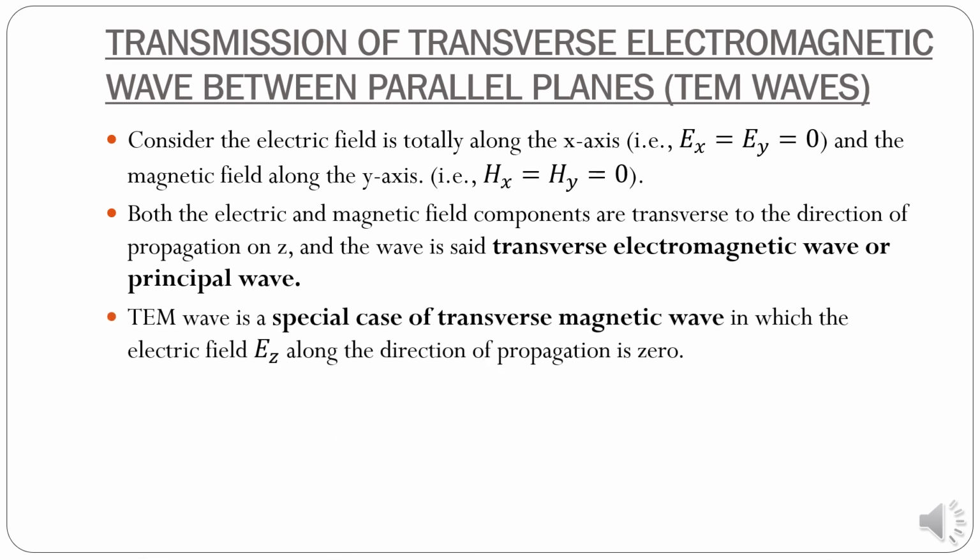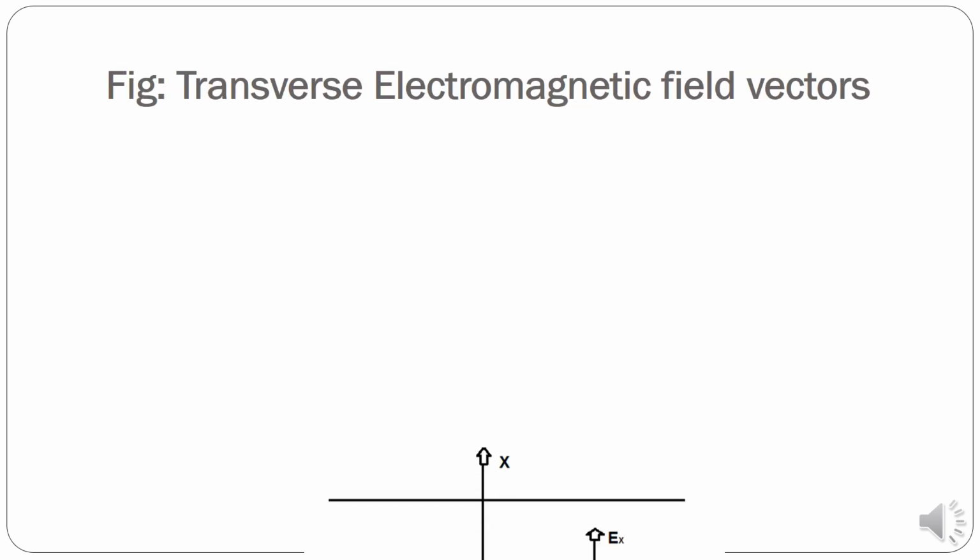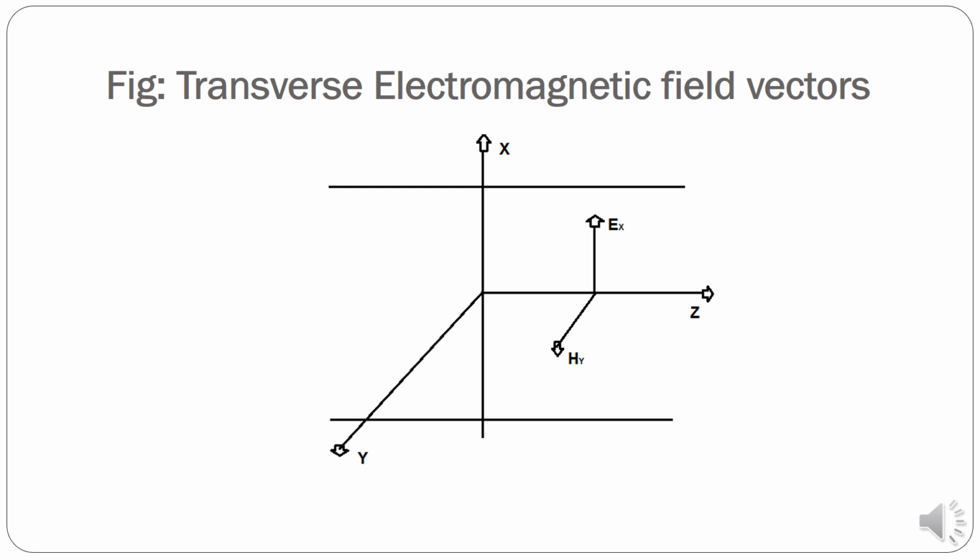TEM wave is a special case of transverse magnetic wave in which the electric field Ez is set along the direction of propagation. The condition on Ez is obtained if m is made 0 in the TM wave. TEM wave is always called the principal wave. Consider the wave in the direction of the X, Y and Z axes.